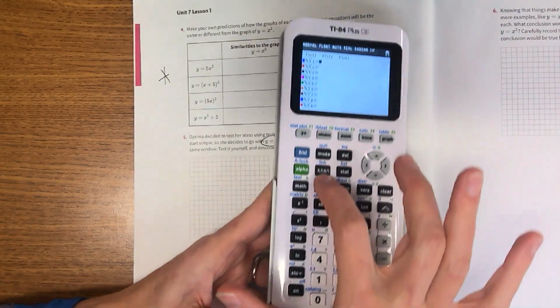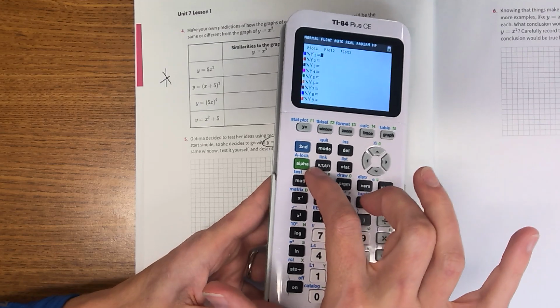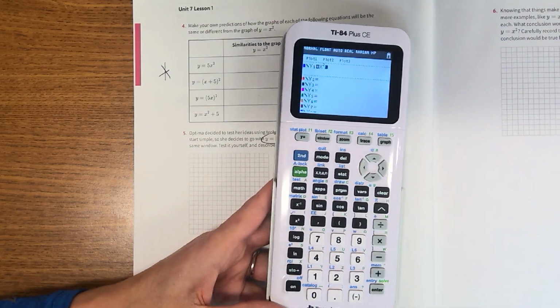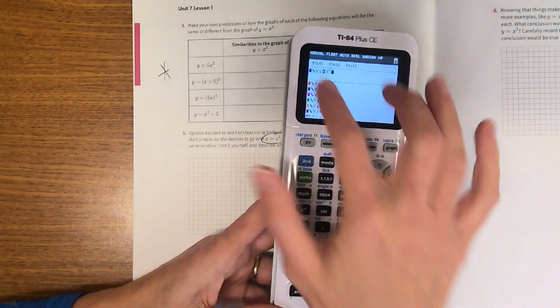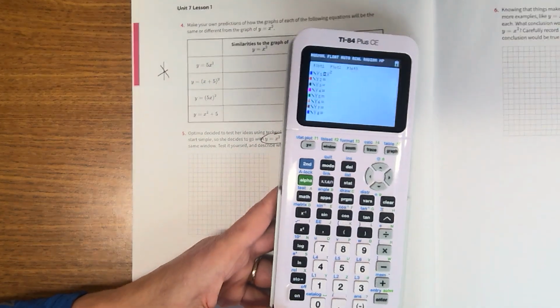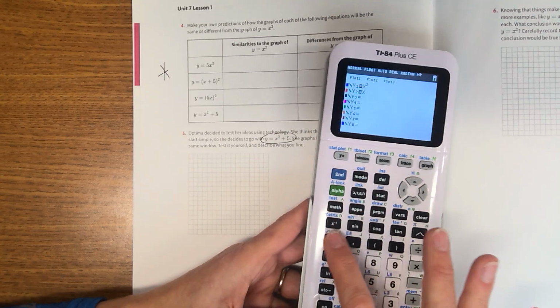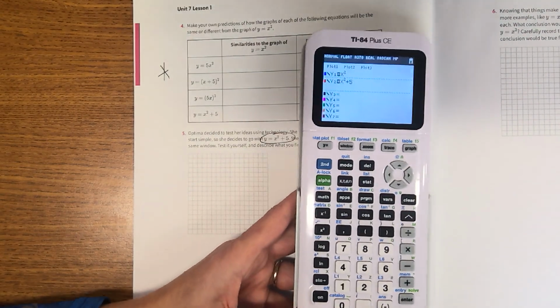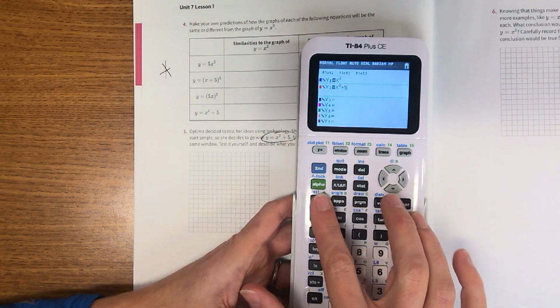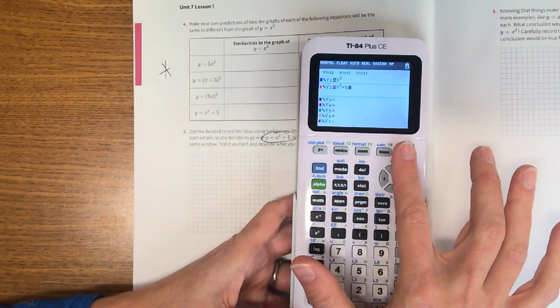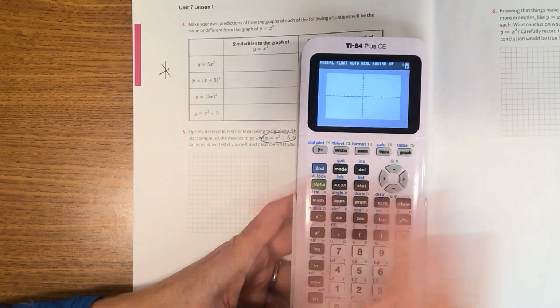So we're going to do x. Remember the x is right next to the alpha key way up at the top. So x squared, that's our base one that we're going to be using over and over. Let's keep it in this one in the blue. And then we're going to go down to this one and put in x squared plus 5. So we've got our two different equations to put onto our graph. Once they're both typed in, we go to graph and watch them both graph and see what we notice.